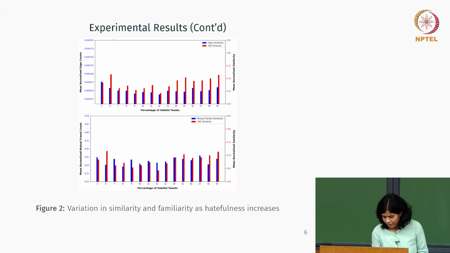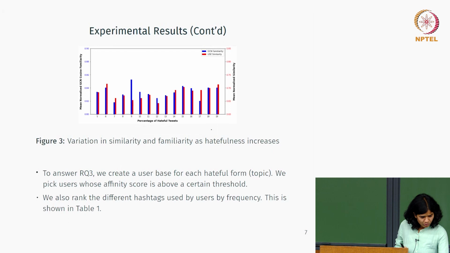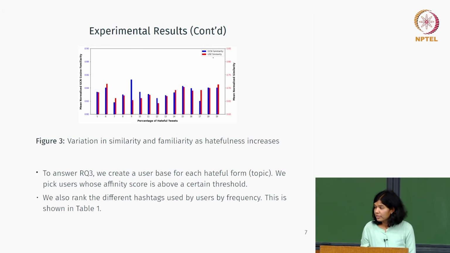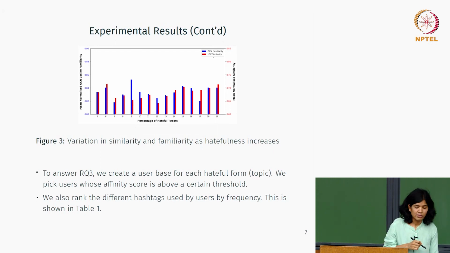Here on the X axis we have again the percentage of hateful tweets, and on the Y axis, in this bar plot, we have the familiarity and the similarity value. Red is similarity, blue is familiarity. In the top plot, the blue is edge based similarity. In the one below, there's the mutual friends count which I spoke about, and there's one more plot where we are using the GCN based, representation based familiarity.